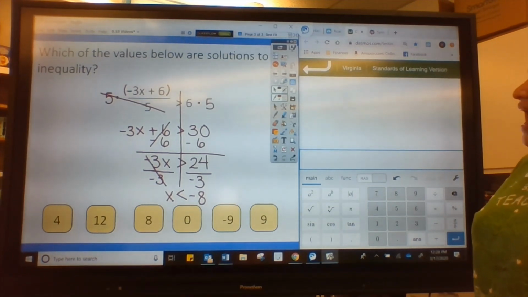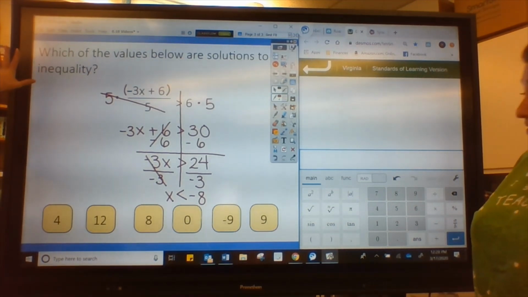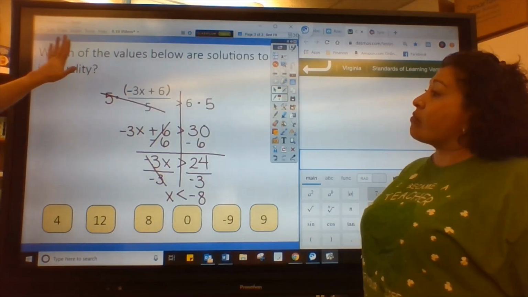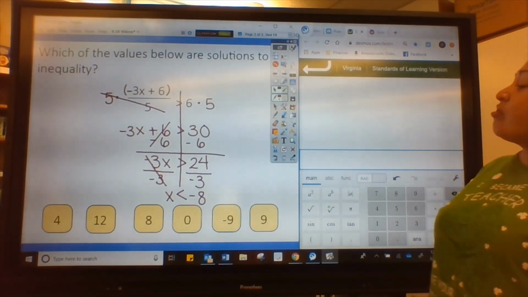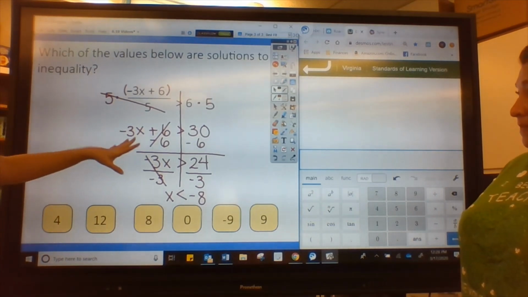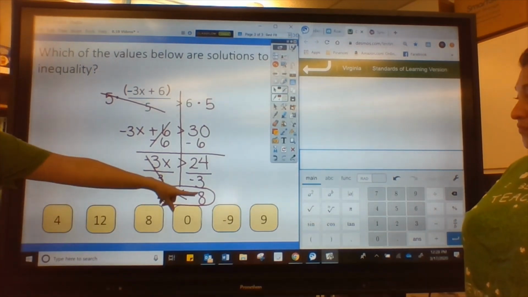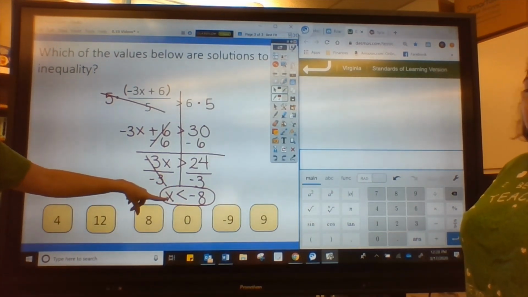Let's see what we have. Well, this one is different than the other ones because we're not just solving it and graphing it. It says which of the values below are solutions to the inequality. So -8 is not my answer. I'm not done. They want to know if you read this, what numbers could you plug in there and it would be true.